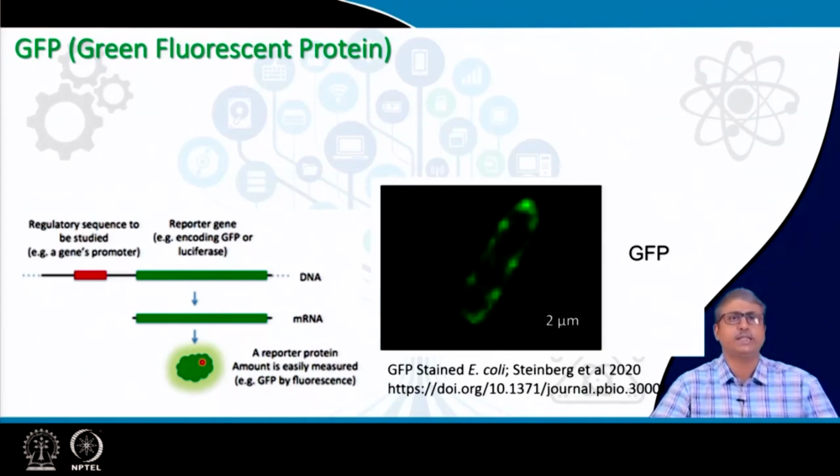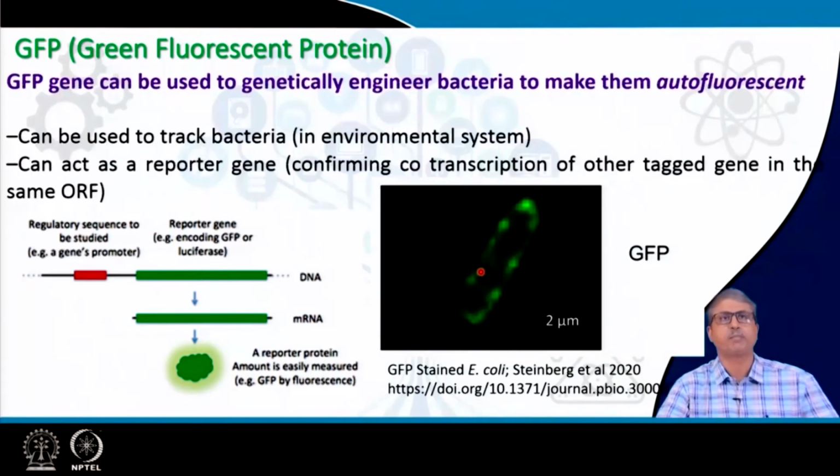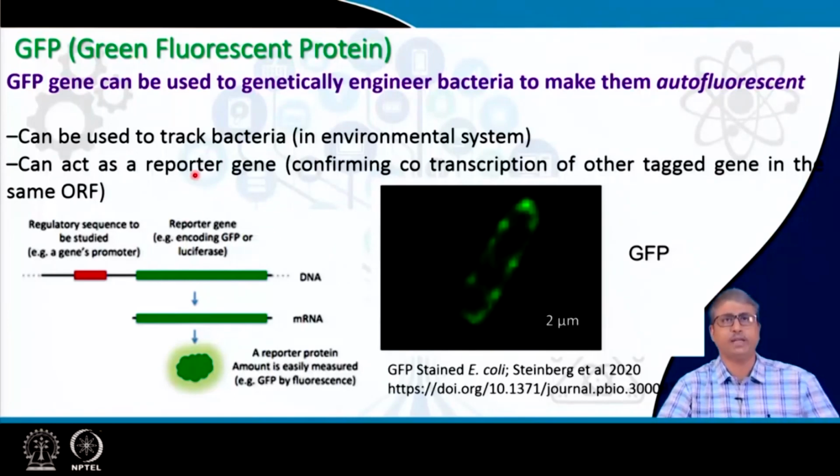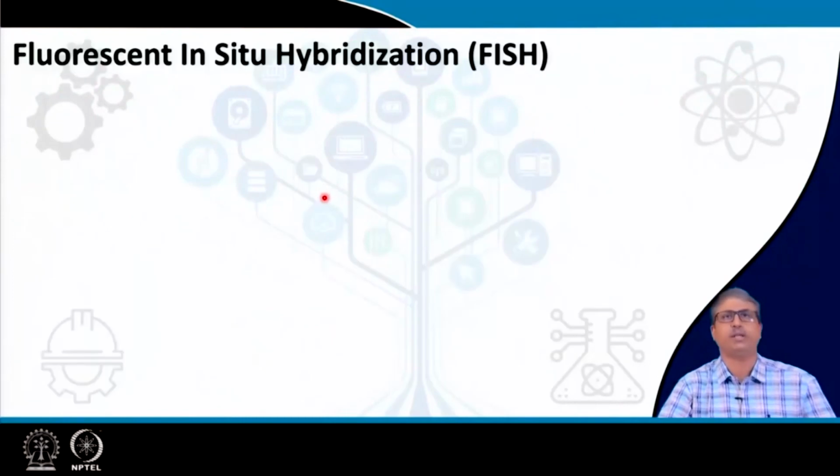There have been numerous cases where environmental samples are studied with GFP, because this is now considered a reporter gene to report certain environmentally relevant events. On the right side here is a GFP stained E. coli, which is again engineered with a GFP protein to obtain certain functional attributes. Now, the GFP gene is used in a genetically engineered format to make cells autofluorescent, and they can be used to track a bacterium in an environmental system, or can act as a reporter gene to confirm the co-transcription of another tagged gene in the same ORF.